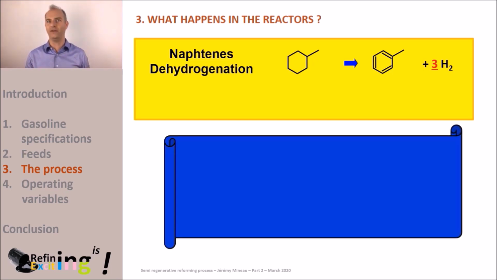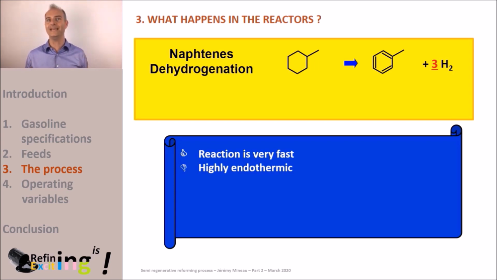This reaction is very fast and also highly endothermic. This means that as it is occurring, the temperature inside the reactor decreases significantly. In fact, this reaction requires a significant amount of energy. As an example, in the first reactor, up to 70 or 80 degrees can be lost, which obviously means that the effluent leaving the first reactor has to be reheated in order for the reforming reactions to continue.